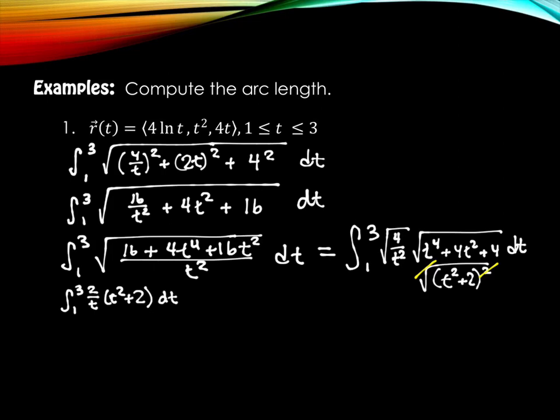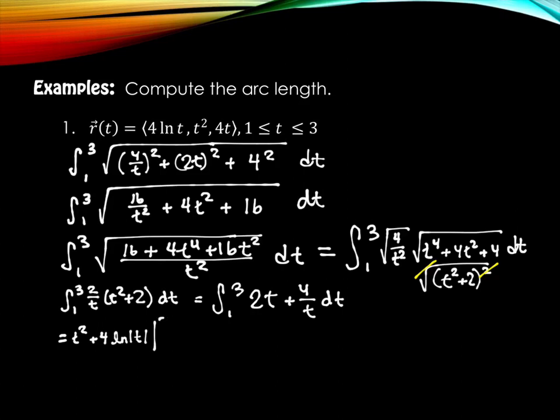That's much nicer, right? So yes, it's a little bit messy, but it really doesn't involve any integration techniques. It involves a little bit of algebra. And then if we distribute the 2 over t back through, we would have 2t plus 4 over t dt. And what's the antiderivative? t squared plus 4 natural log of absolute value of t.